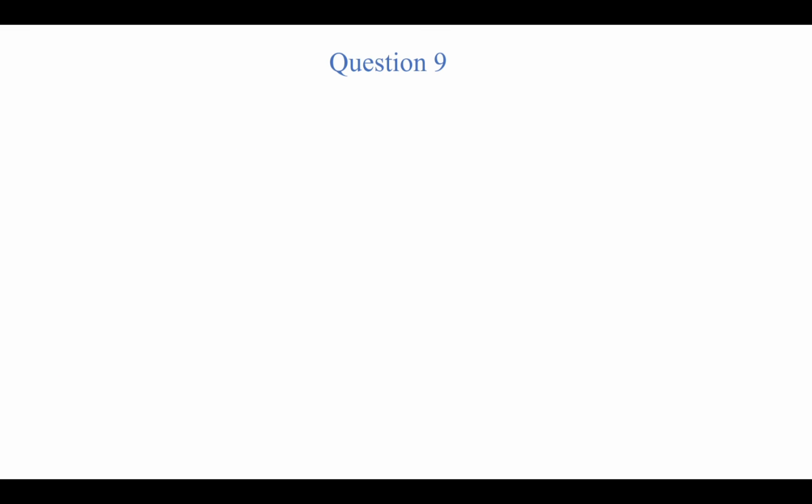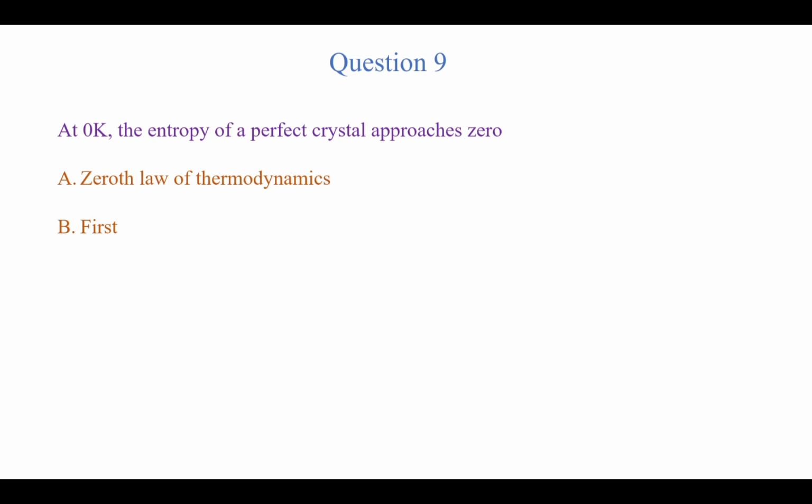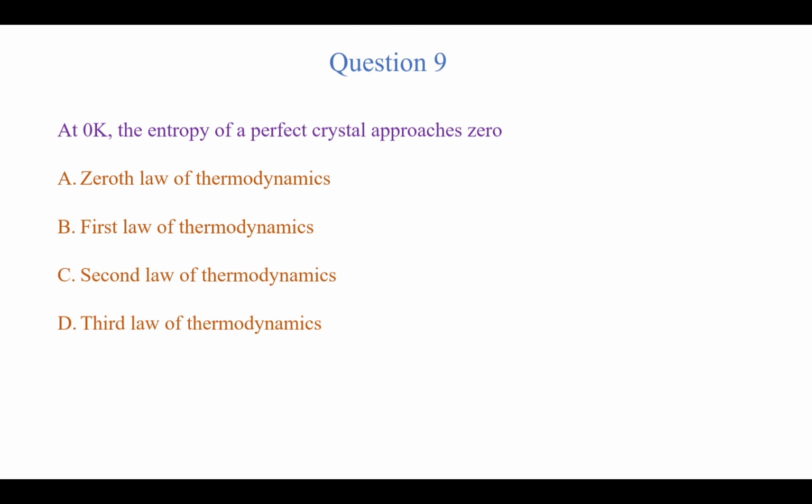Question 9. At 0 Kelvin, the entropy of a perfect crystal approaches 0. Zeroth law of thermodynamics, first law of thermodynamics, second law of thermodynamics, third law of thermodynamics. Your time starts now. Alright, the correct answer is the third law of thermodynamics.